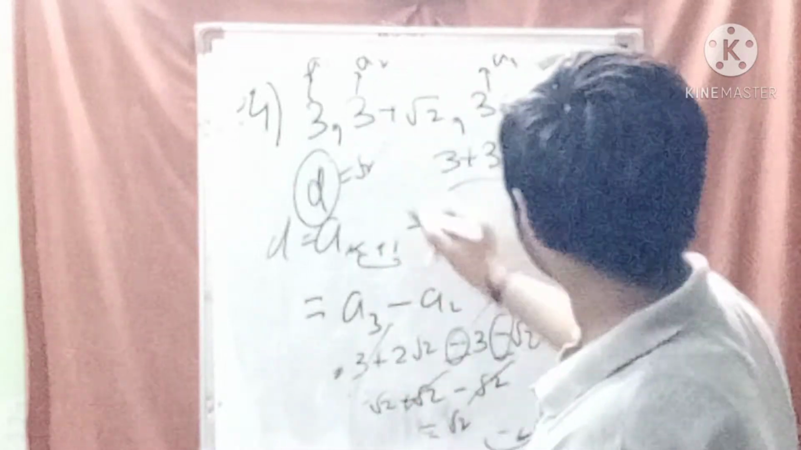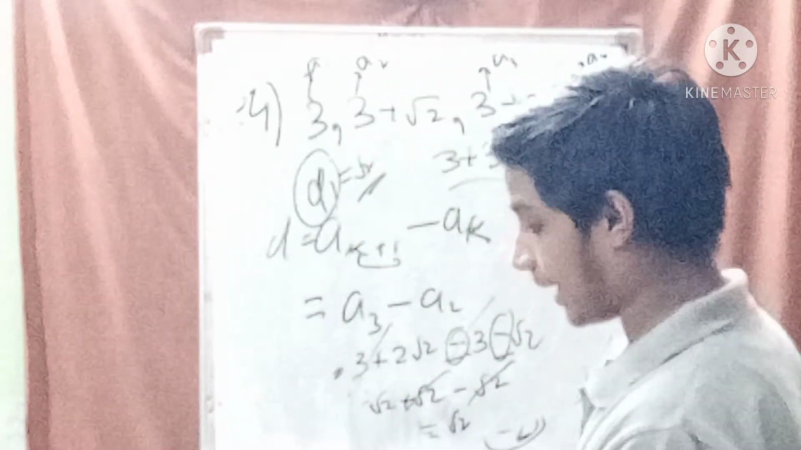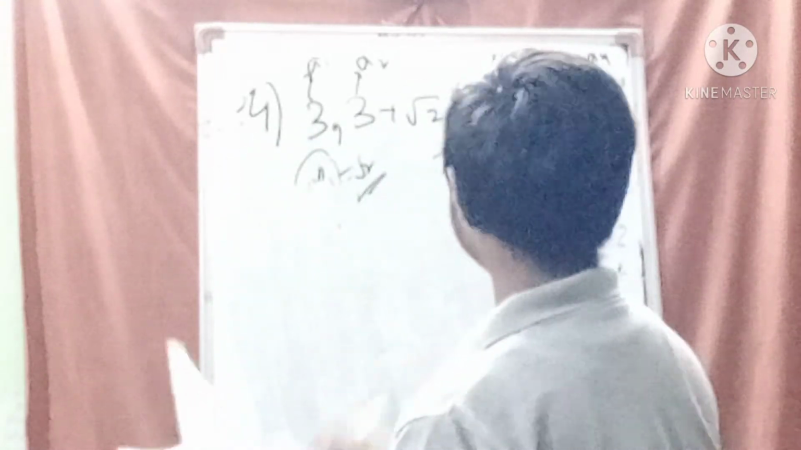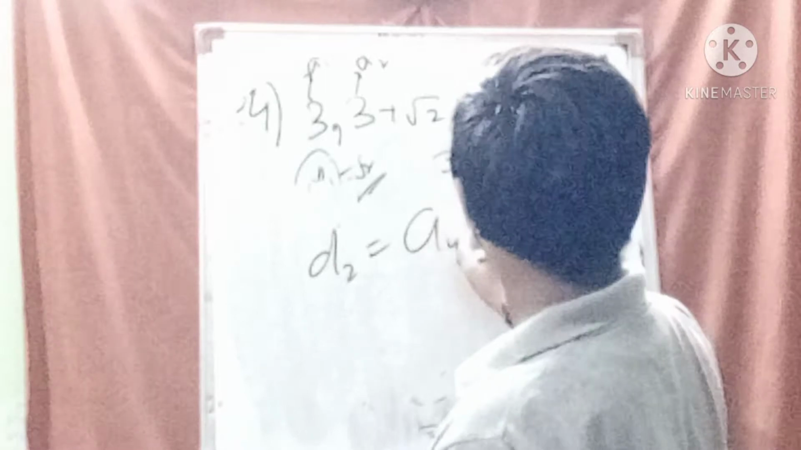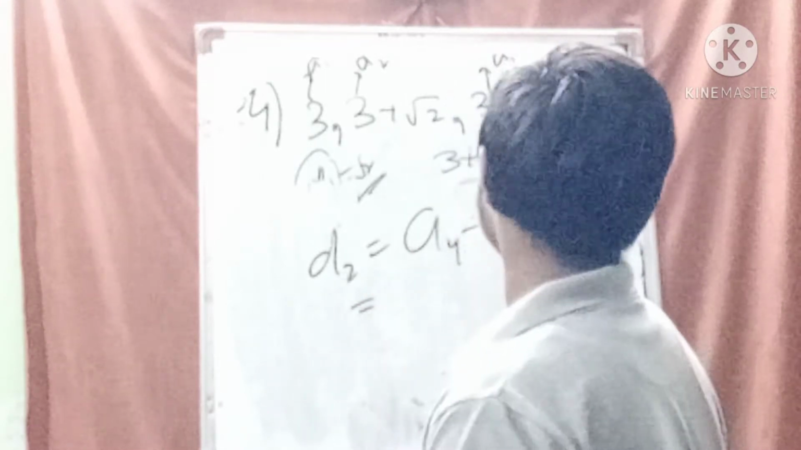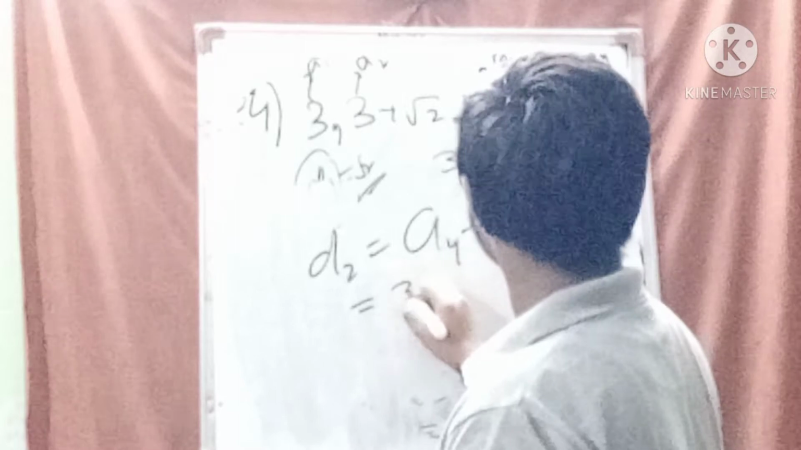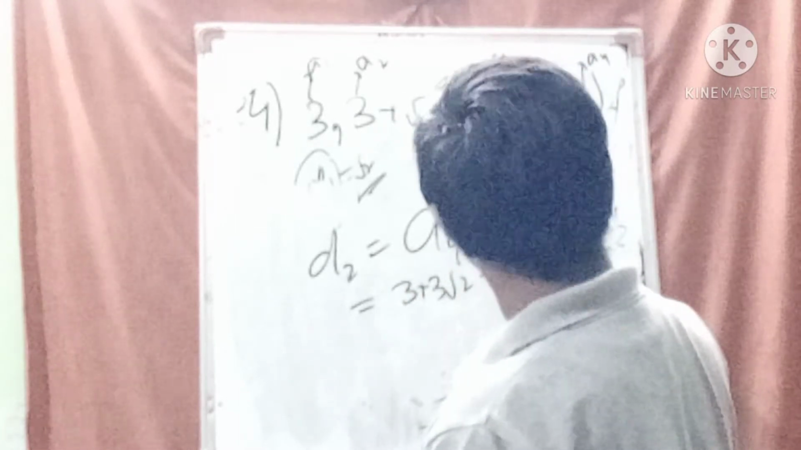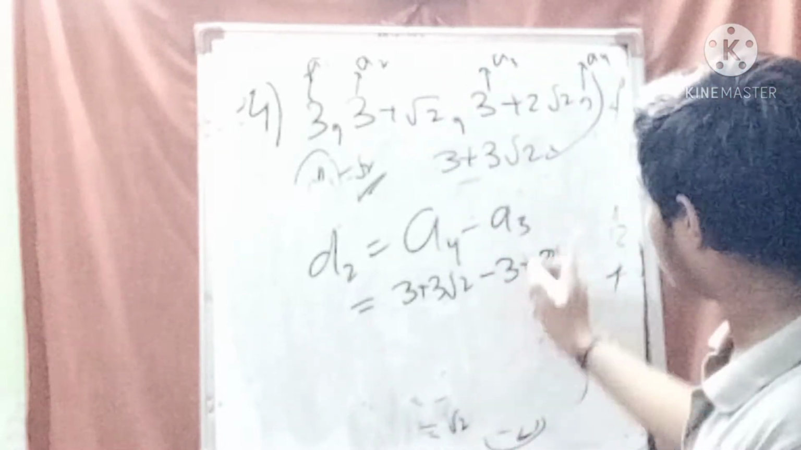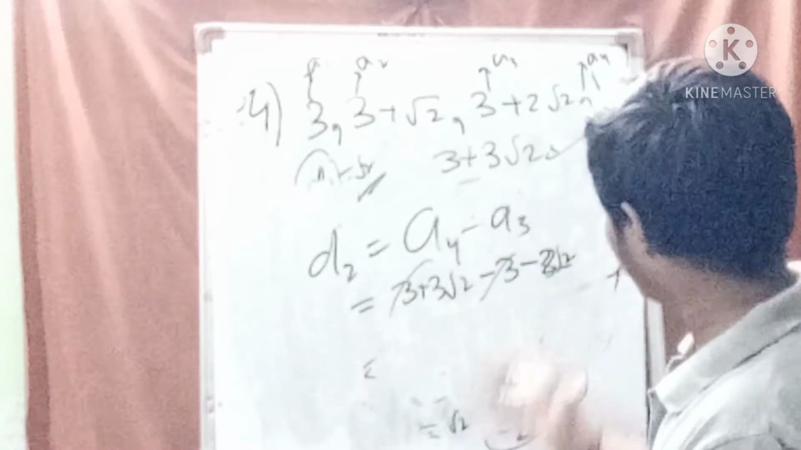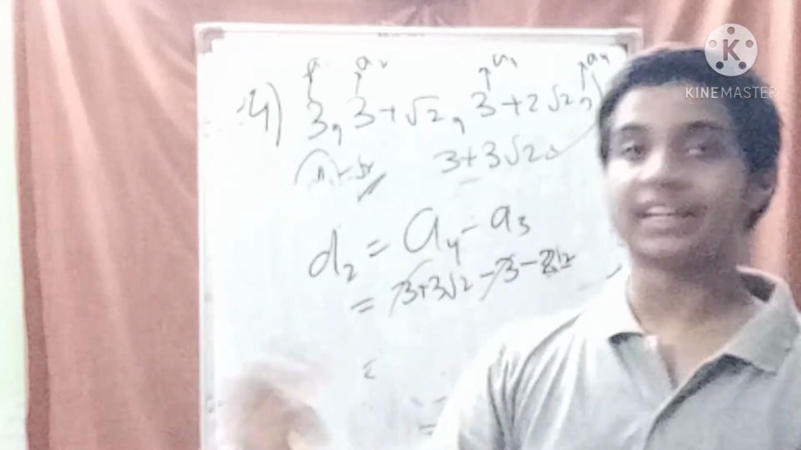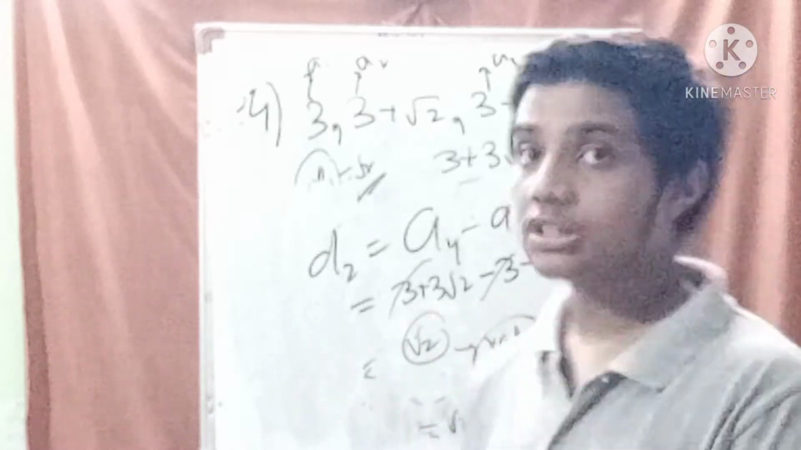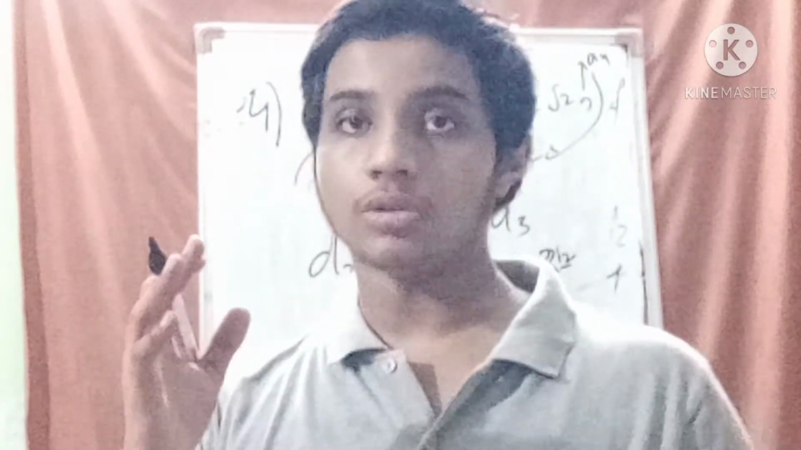So let's take D1 is equal to D2. Let's take another example, that is D2. D2 is equal to A4 minus A3. A4 minus A3 is equal to 3 plus 3 root 2 minus 3 minus 2 root 2. Okay, 3 cut. So now 3 root 2 minus 2 root 2, that is root 2. Hence the value is root 2. The common difference is root 2. So D1 is equal to D2.